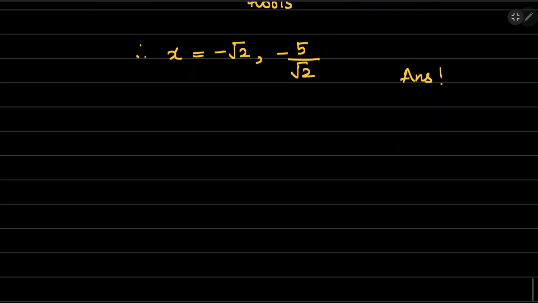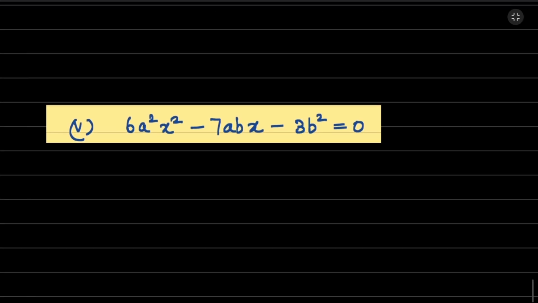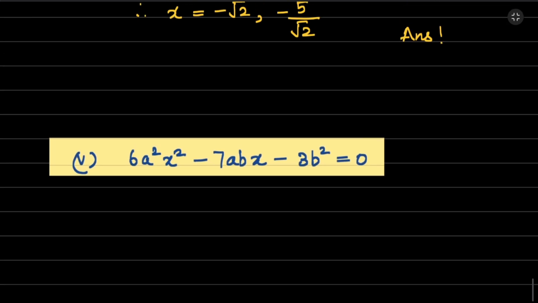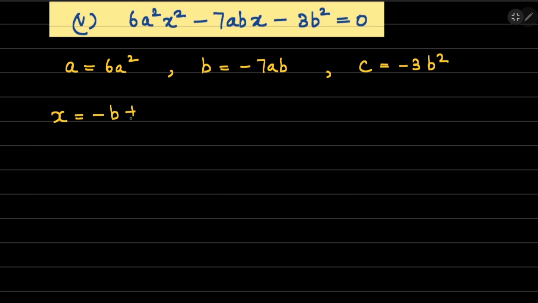Let's move on to the fifth question. Let's solve this given quadratic equation using the quadratic formula method. Get your a, b, c. So a is nothing but 6a square, the coefficient of x square. b is nothing but minus 7ab, and your c is nothing but minus 3b square. Okay, so what is the quadratic formula? x is equal to minus b plus or minus root D by 2a.